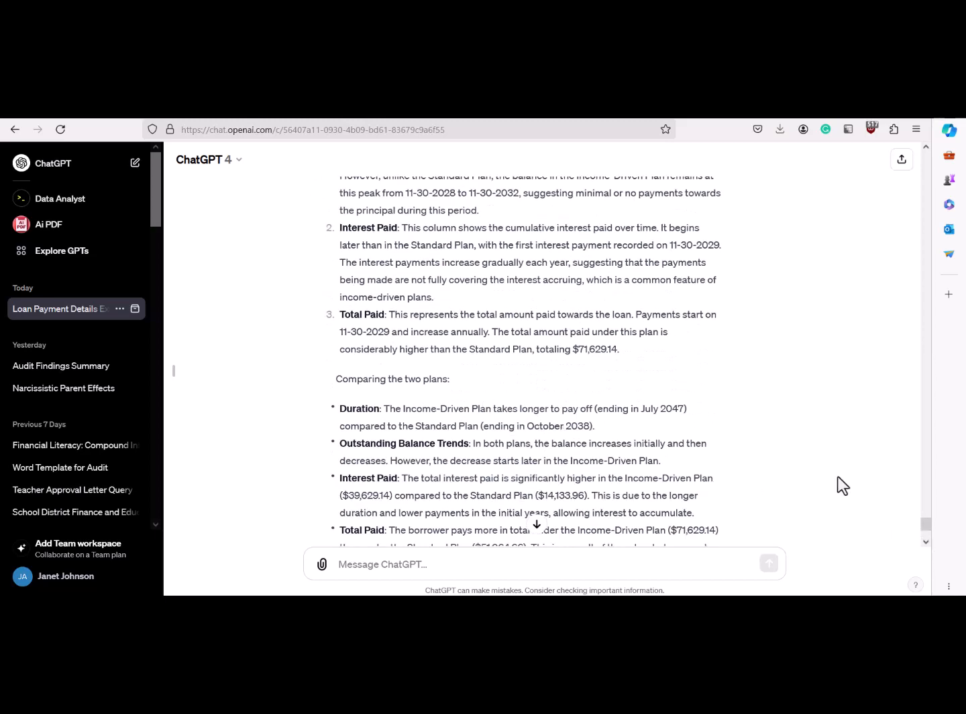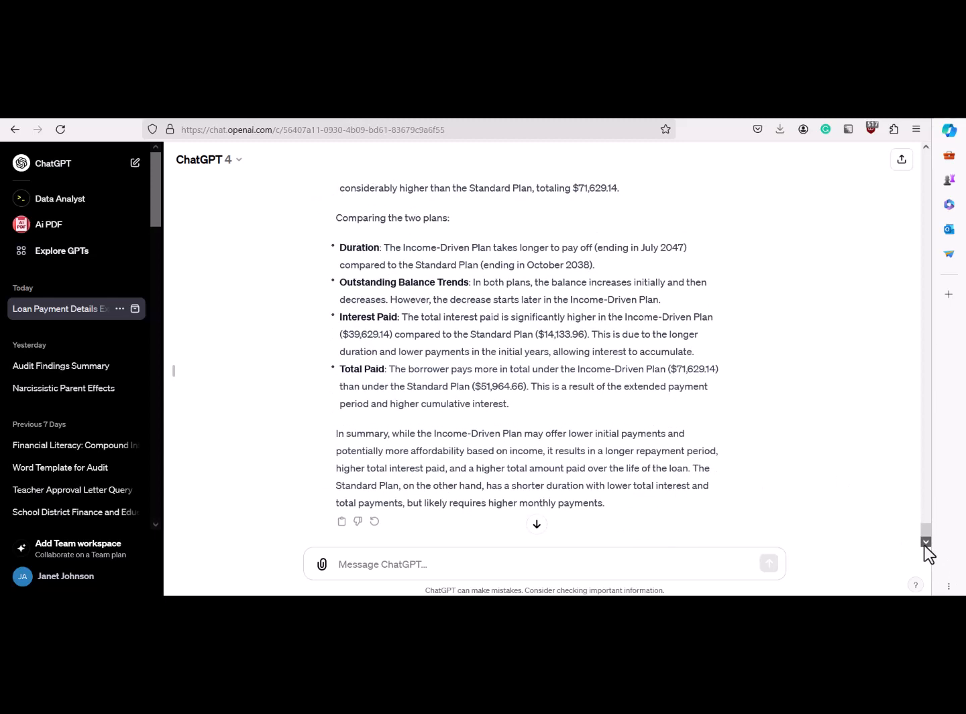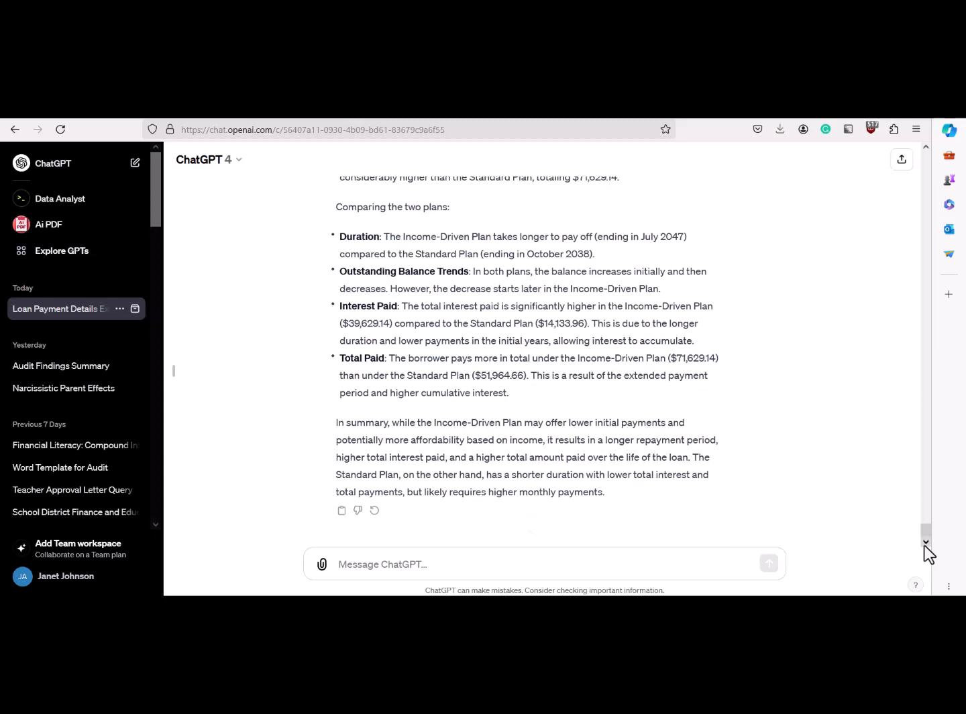So let's see, comparing the two plans. The income-driven plan takes longer to pay off. It ends in 2047 instead of 2038. So you pay for an additional 9 years. Both plans, the balance increases initially because you're not paying anything on it, and then it decreases. But the decrease starts later for the income-driven plan.